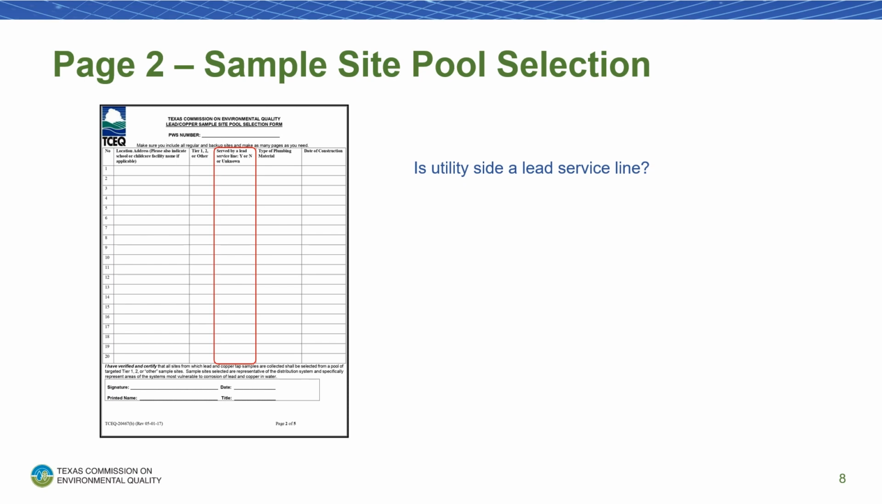In the Served by a Lead Service Line column, you'll indicate if the utility side of the line is a lead service line. If you don't have this information, you can write unknown. This is the only column where writing unknown is acceptable.